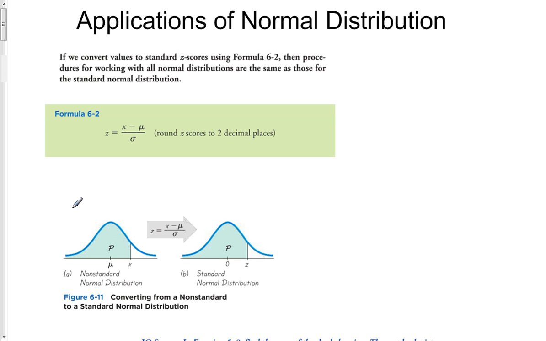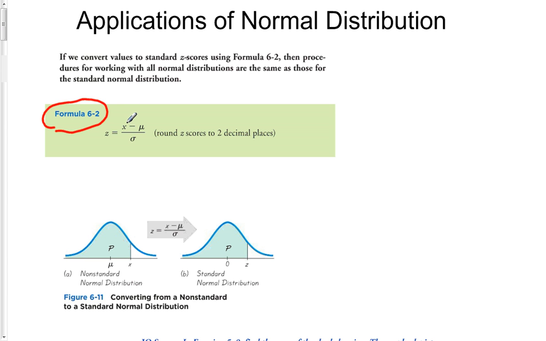Okay, let's talk about applications of the normal distribution. All right. Now, if we convert values to standard z-scores using formula 6.2, then procedures for working with all normal distributions are the same as those for working with the standard normal distribution.